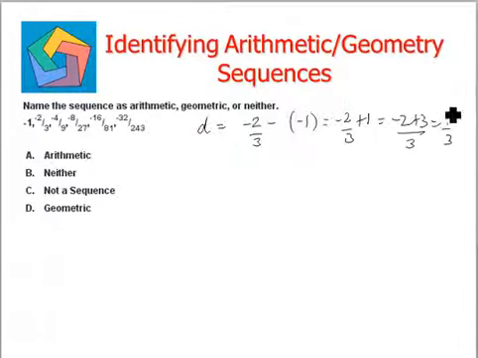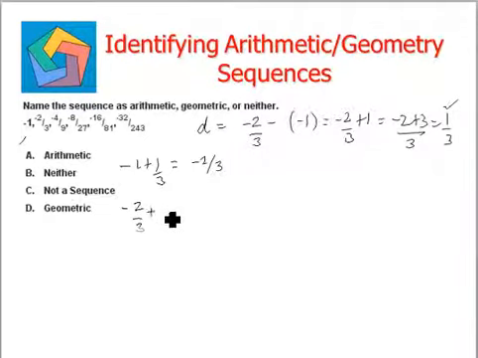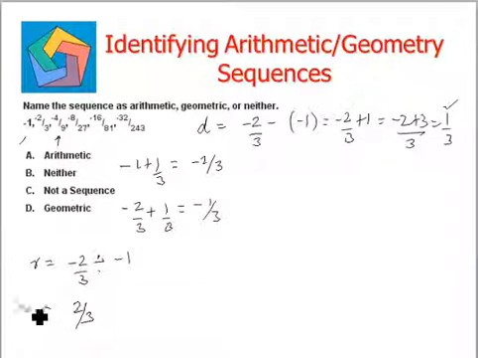Now let's look at the terms, whether they satisfy the common difference or not. The first term, negative 1 plus 1/3, will give us negative 2/3. This is okay. Now negative 2/3 plus 1/3 would give us negative 1/3, which is not the third term. So this is not an arithmetic sequence. Let's find out the common ratio, which is equal to negative 2/3 divided by negative 1. So this is equal to 2/3 only. So the common ratio is 2/3.